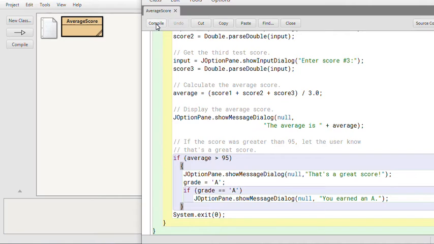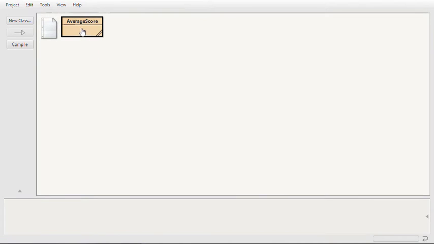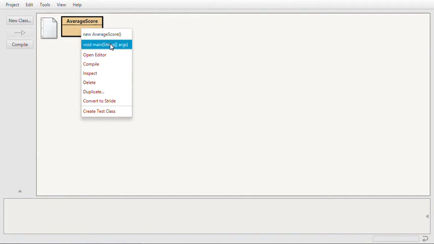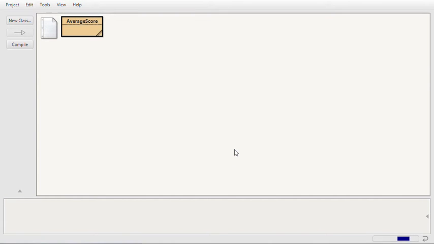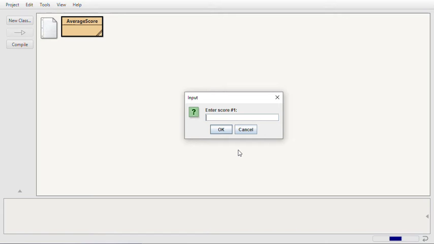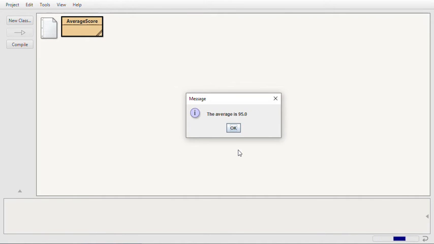So we could compile this real quick. We'll compile, and there are no syntax errors. Let's run this real quick. We'll right click, void main, hit OK. And don't forget this is JOptionPane for this example. Enter score. We'll say 95. Enter second score, 90. Third score, 100. Your average is 95.